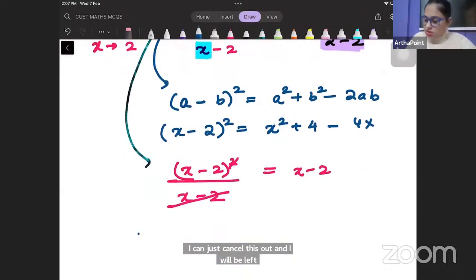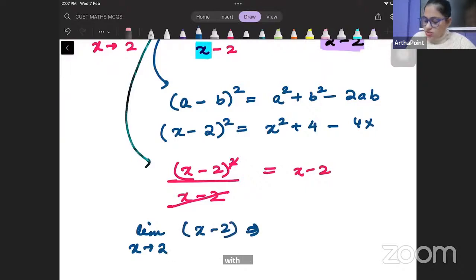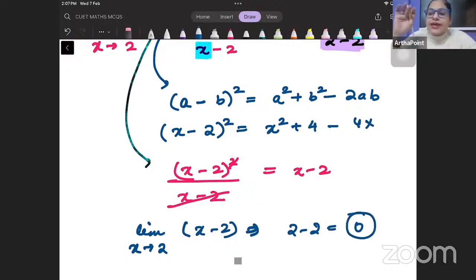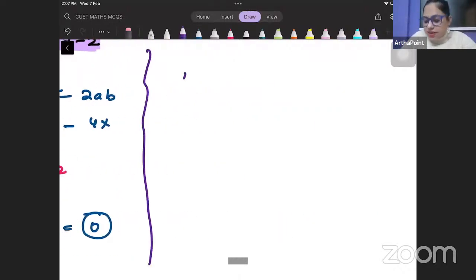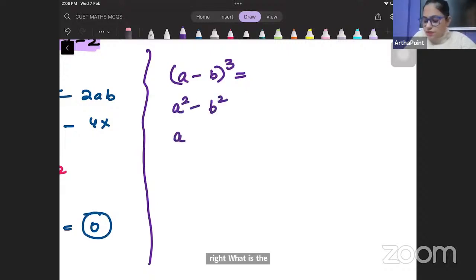तो यहां से हम बोल सकते हैं that limit x tends to 2, x minus 2, this will be 2 minus 2, which will be 0. तो factoring method क्या बोलता है, that you can make factors and cancel out. अब इसमें सिर्फ एक ही चीज है जो important है, very important rather, that we should be clear with some factors. जैसे बेटा, you should be clear कि what is the formula of (a minus b) whole cube, right? What is the formula of a square minus b square? What is the formula of (a plus b) whole cube, right?